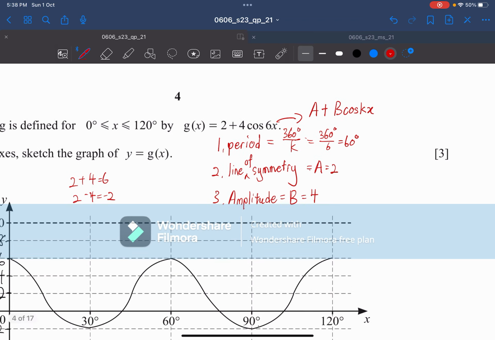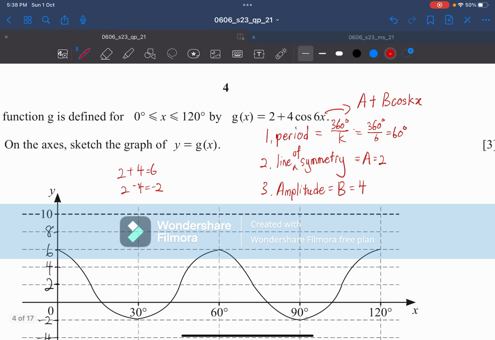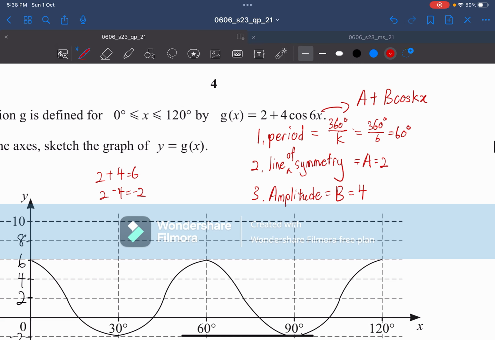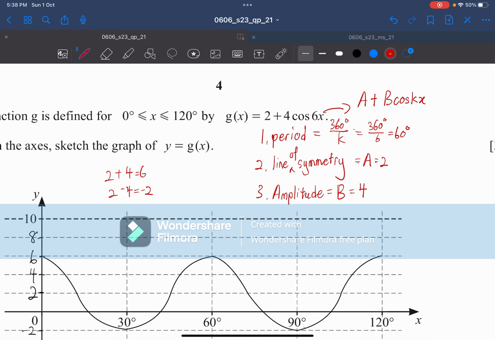So there are three things you need to find in order to start sketching y equals g(x), or for any trigo functions, to be honest. Except this does not really apply for tangent graphs. Tangent graphs are a little bit special. But for sine and cos, the same rule applies. So first thing you need to determine is the period. Or actually, the order of what you find first really doesn't matter, but you have to find these three things in order to start sketching.